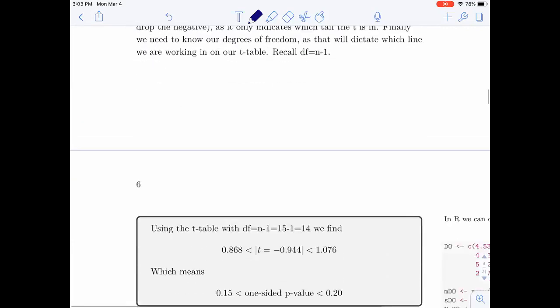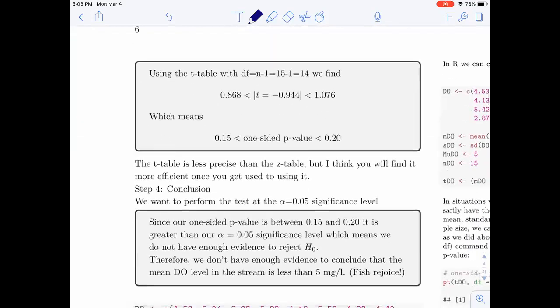So, got all these notes here for writing out what you're doing to find the p-value. Step 3 is find the p-value. You calculated your t, negative 0.944. And so what you're going to do is write using the t-table, because you should always tell me what tools you're using. Using the t-table with degrees of freedom equal to n-1.